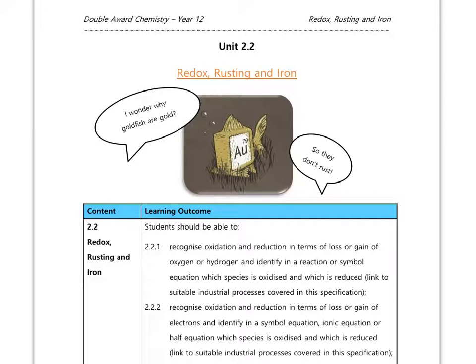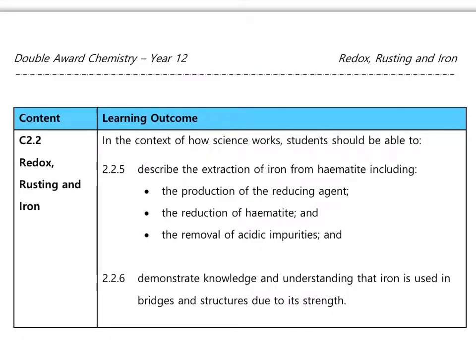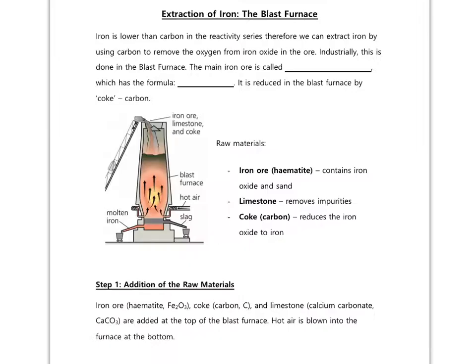Welcome back to Unit 2.2, and in this video we are going to look at the extraction of iron from the blast furnace. It is 2.2.5 on your specification, and we're going to look at the different steps in the blast furnace, how we extract iron from its ore, and then we're also going to look at the uses of iron based on its properties.